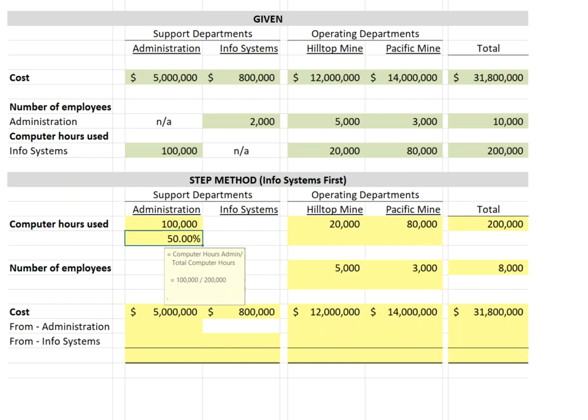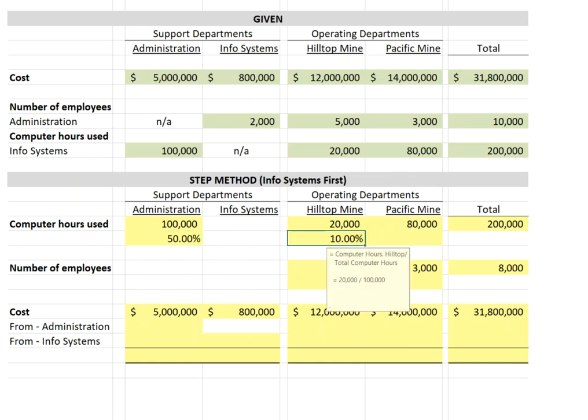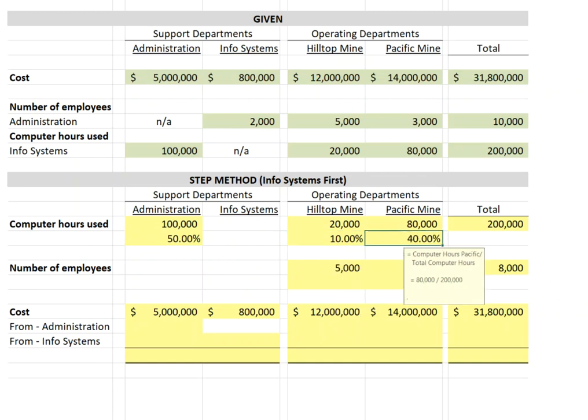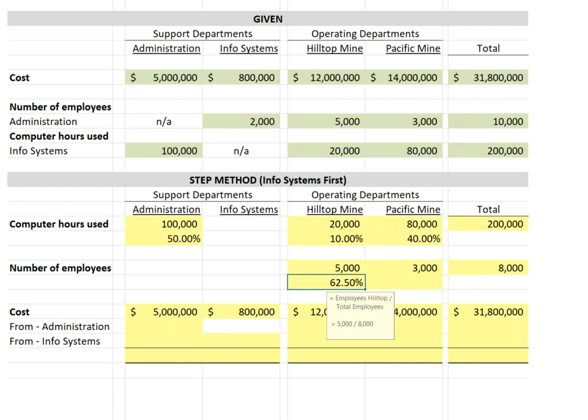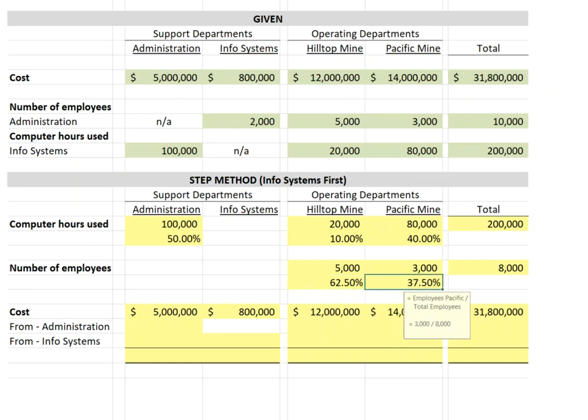The administrative department uses 100,000 out of 200,000 total computer hours and will get assigned 50% of the information systems cost. The Hilltop Mine has 20,000 computer hours out of 200,000, or 10% of the cost, and the Pacific Mine 80,000 out of 200,000 hours, or 40% of the time, and will be allocated 40% of the cost. In terms of number of employees, 5,000 of the 8,000 remaining end user employees are employed by the Hilltop Mine, and the Hilltop Mine will receive 62.5% of the cost in the admin department, and 37.5% of the cost will be assigned to the Pacific Mine.